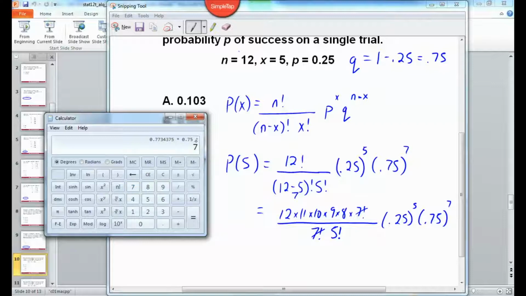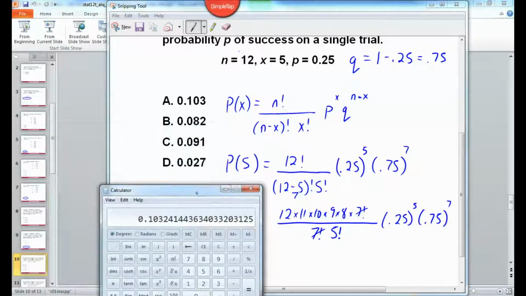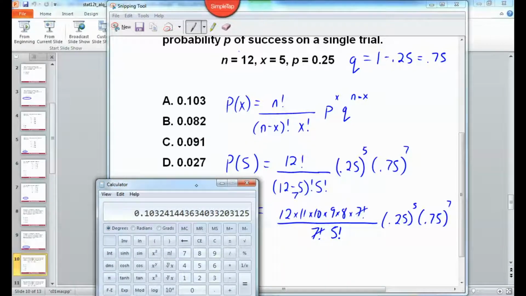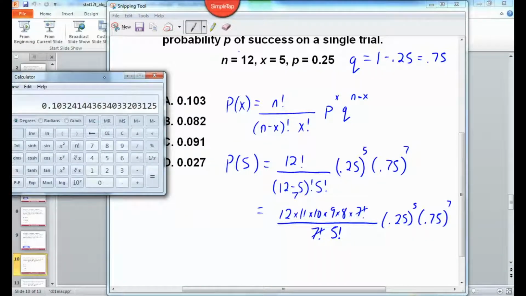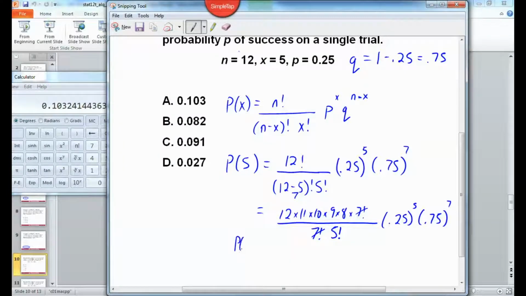As long as you're using the Windows calculator, it kind of tells you what you're doing, so it will follow the order of operations. Alright, so there's the probability of exactly 5 successes out of 12 trials when P equals 0.25 and Q equals 0.75. Looking at my answers here, if I rounded to 3 places, it looks like it's going to be A. So P of 5 is equal to 0.103.